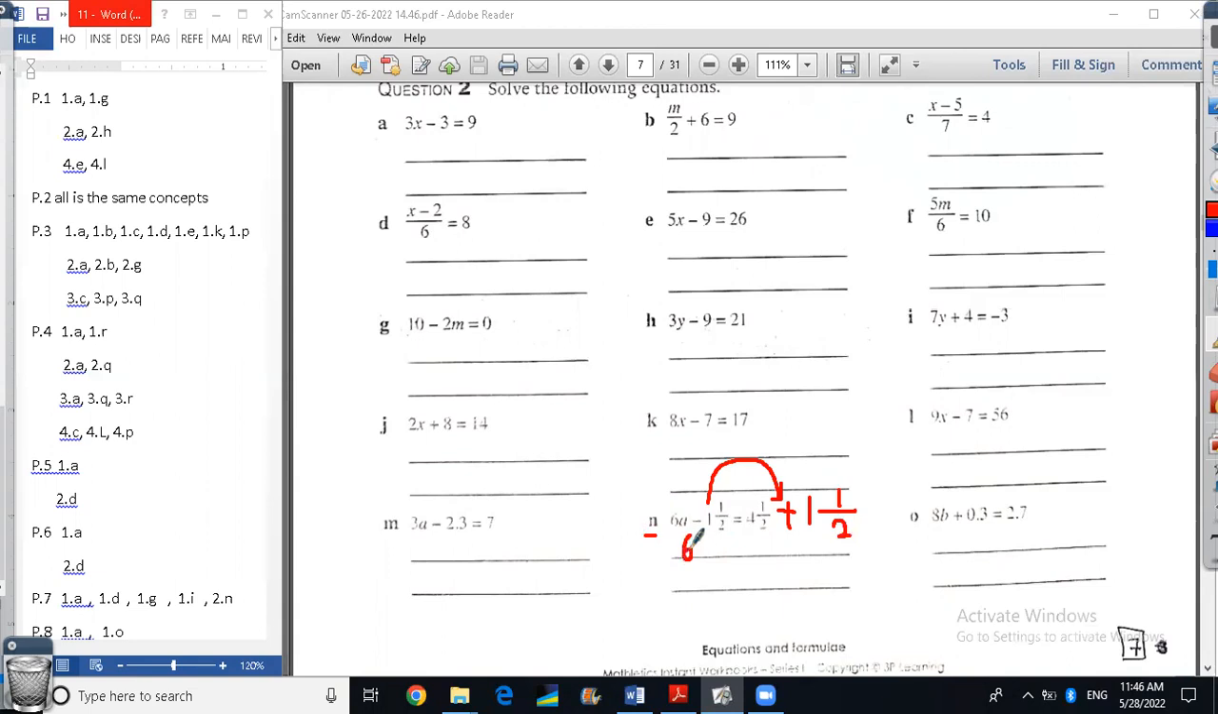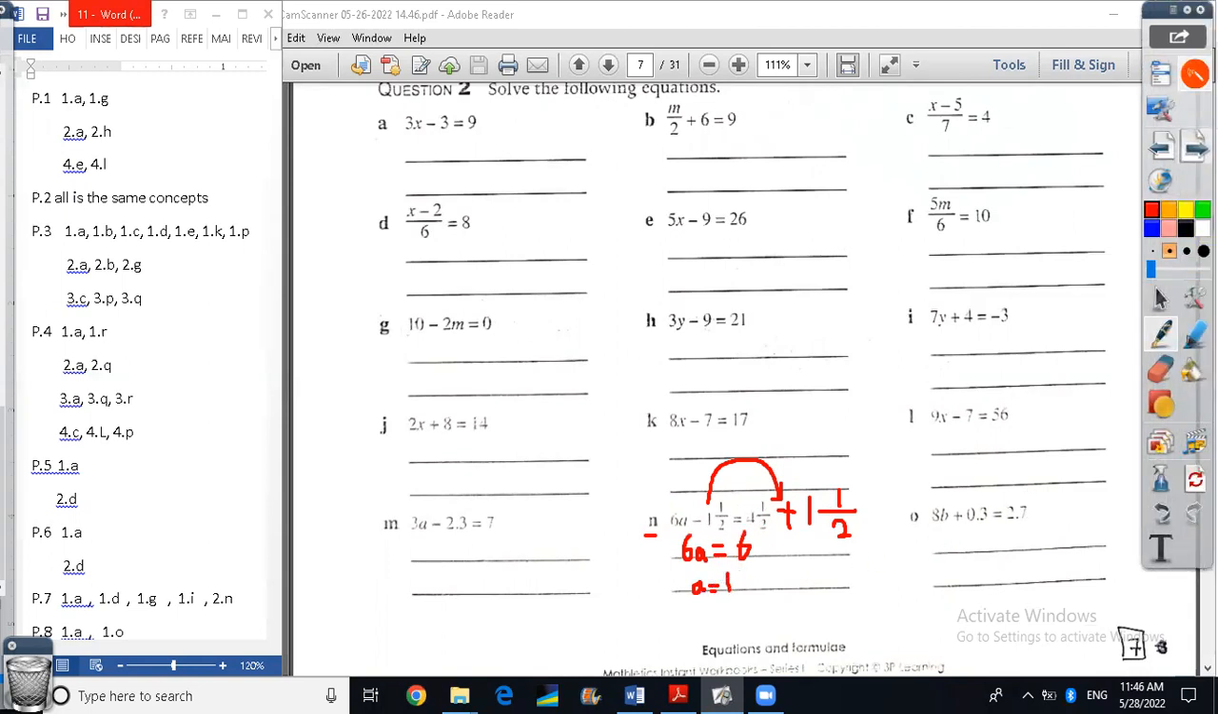What is going to be left from the left side? 6a is going to be left here, equals what? 4.5 plus 1.5 equals 6. Because 4 and 1 is just 5. Half and half is 1. And so it's just 6 mentally. All right, so a equals what? 1. That's it.